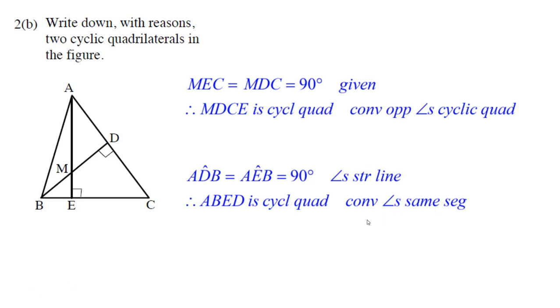Remember, you've got three ways to prove that you've got a cyclic quad. Opposite angles, exterior angle, and angles in the same segment. And they're all pretty good. This one comes up a lot, angles in the same segment. There you go.